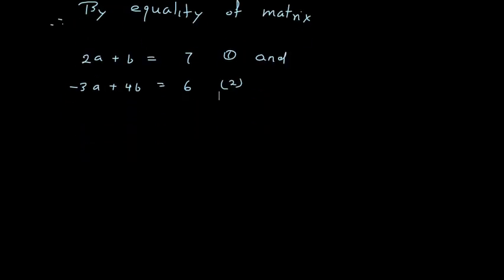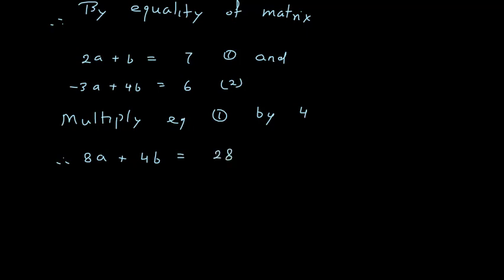Okay, now how will we solve? There are two ways. Either I multiply equation 1 by 4 and then subtract. So let us do that. Multiply equation 1 by 4. So therefore we get 4 into 2, that is 8a plus 4b is equal to 4 sevens are 28. Right? This we consider equation 3.